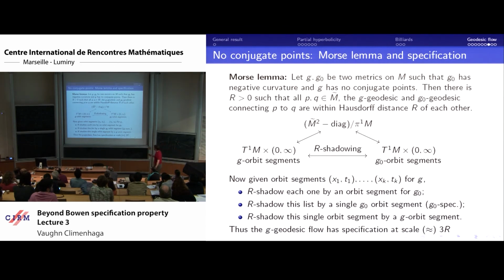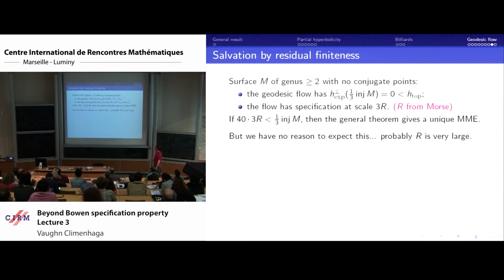You can use that to take the specification property in the negative curvature metric, take an arbitrary collection of orbit segments here, turn it into a collection of orbit segments here, shadow them, move back. Now you have specification for the original guy. But you have it at some big scale, 3r. And r is probably large. R is probably much larger than the injectivity radius of the manifold, so you cannot expect to apply the theorem.